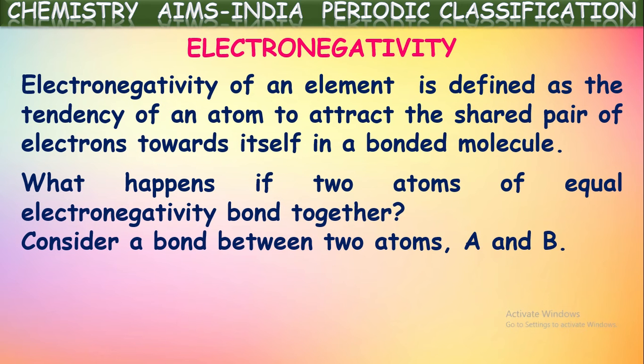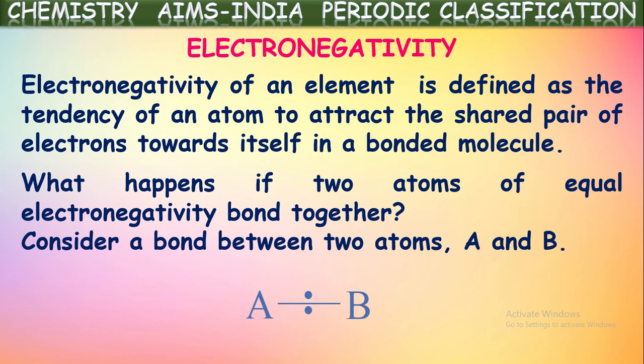What happens if two atoms of equal electronegativity bond together? Means if two atoms are combined in a molecule, if both atoms are having the same strength to pull the pair of electrons towards them, what happens then? Let us understand this by taking one example molecule. Consider a bond between two atoms A and B.